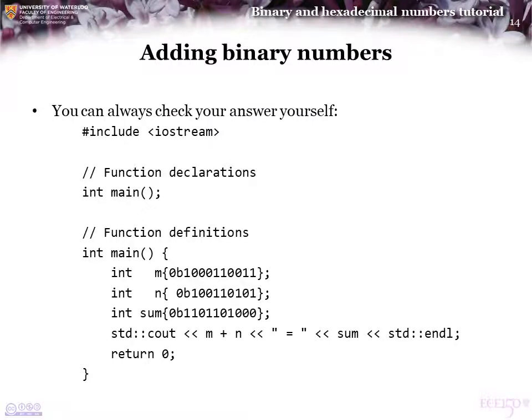You can, of course, always check your answers yourself using C++. Here I have a program where I have entered m and n as two binary numbers. I then calculated the sum myself and entered that sum as a binary number here. Now I will print both m plus n and indicate that that should be equal to my sum. So when I execute this program, fortunately I get 872 does indeed equal 872.